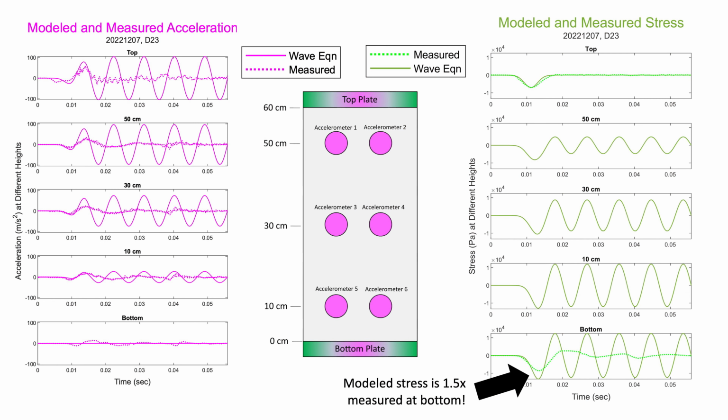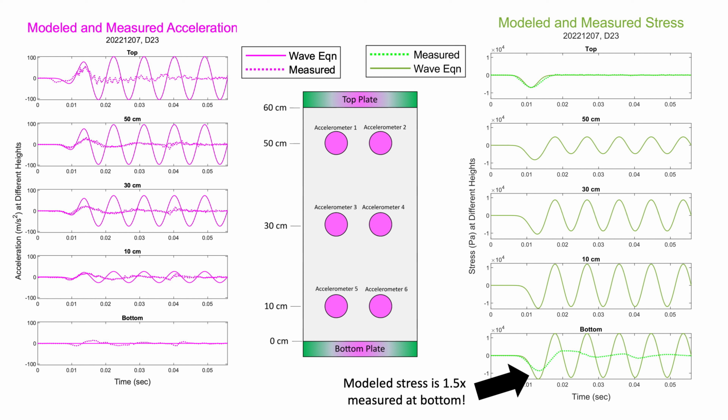So what did happen? Here's the column, and we're measuring acceleration and stress. First, I'm going to talk about acceleration. And there's a lot to take in with this plot. So I'll grab my laser pointer. All right.